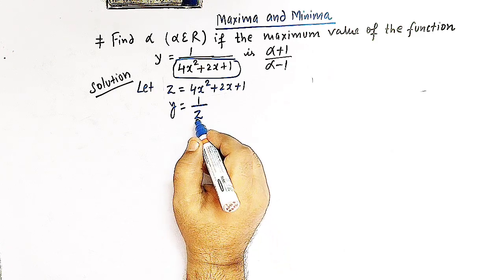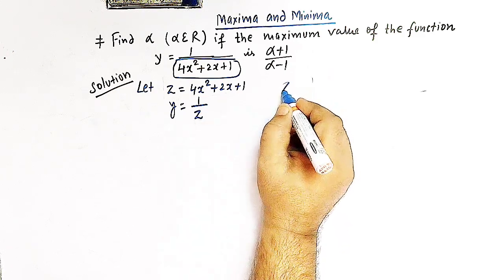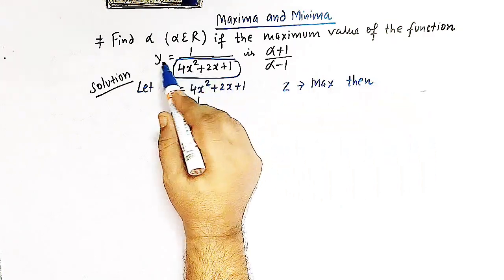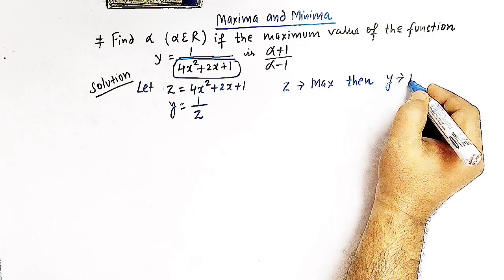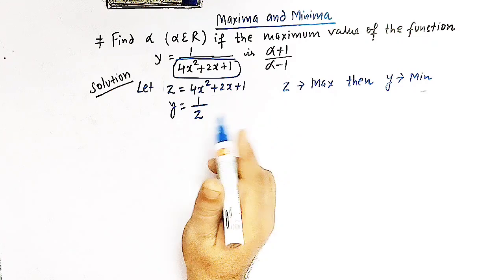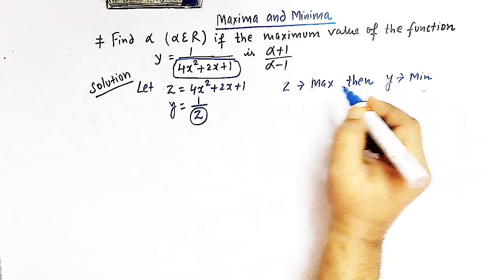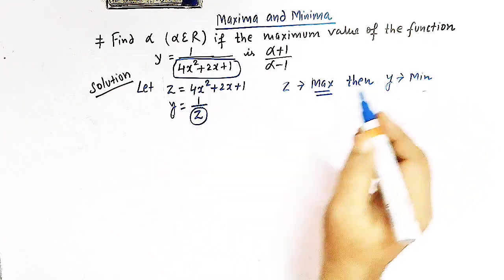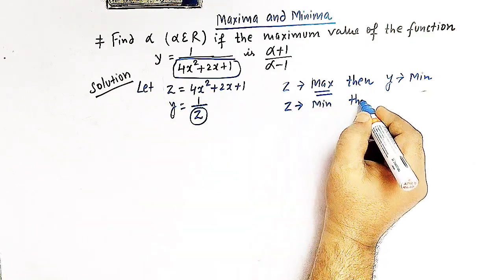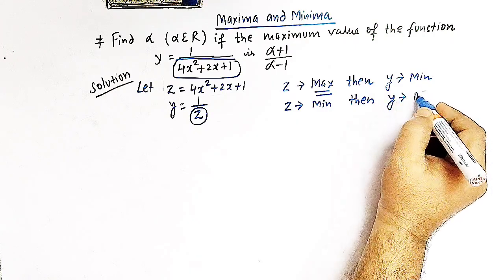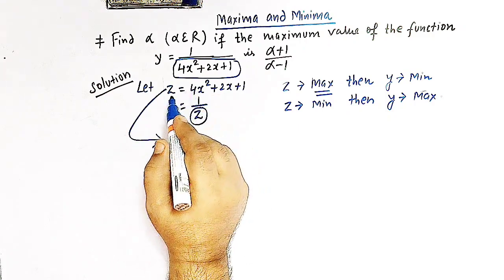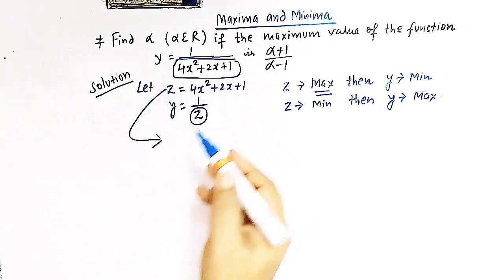So here if this function z is maximum, then our function y should be a minimum, right? So this is the concept we are going to use here. When this function z is maximum, then y is minimum, and similarly if z is minimum, then y is maximum, right? So let us find out the values of x for which this function z is maximum or minimum.